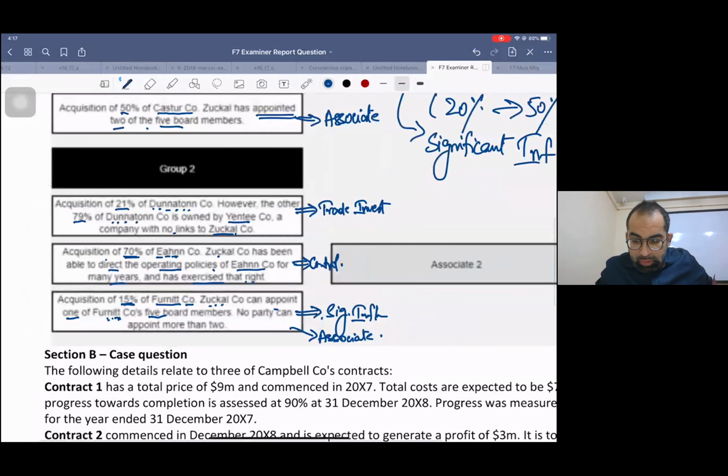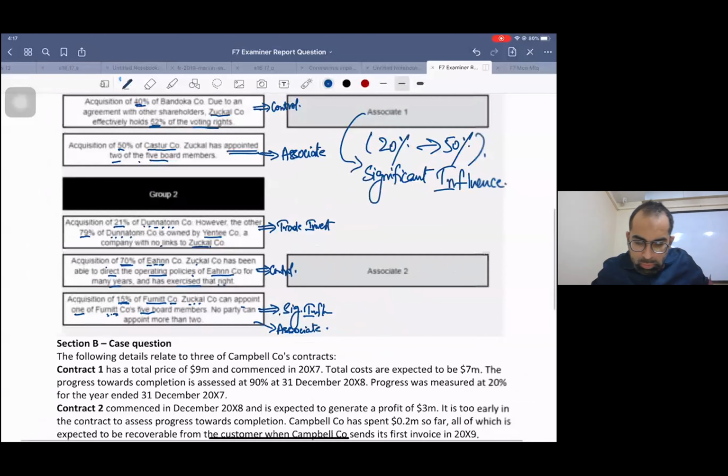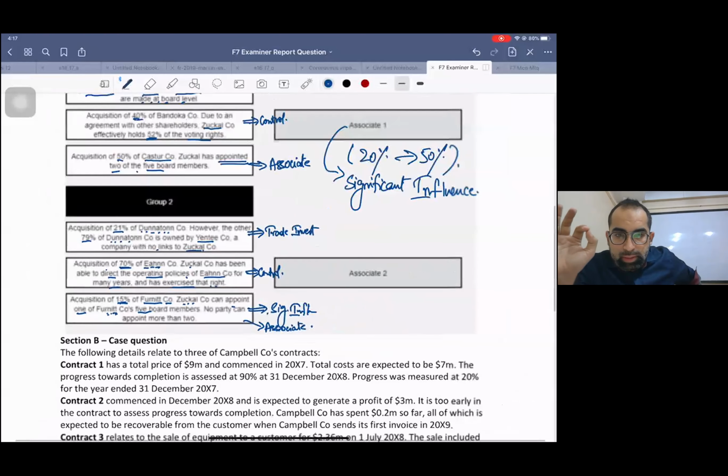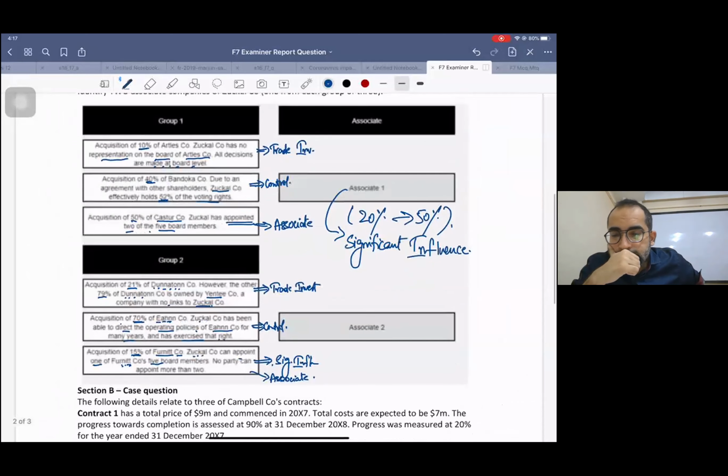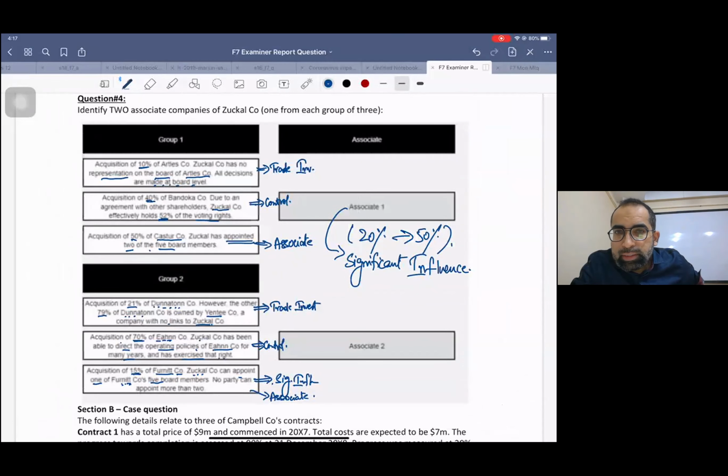Okay. This was one of the good technical questions, and normally students make mistakes here. So my final words here. Listen to me. Holding percentages are not everything. For subsidiary, the real thing is control. For associate, the real thing is significant influence. And for trade investment, you don't have control, you don't have significant influence, then the balancing item is trade investment.